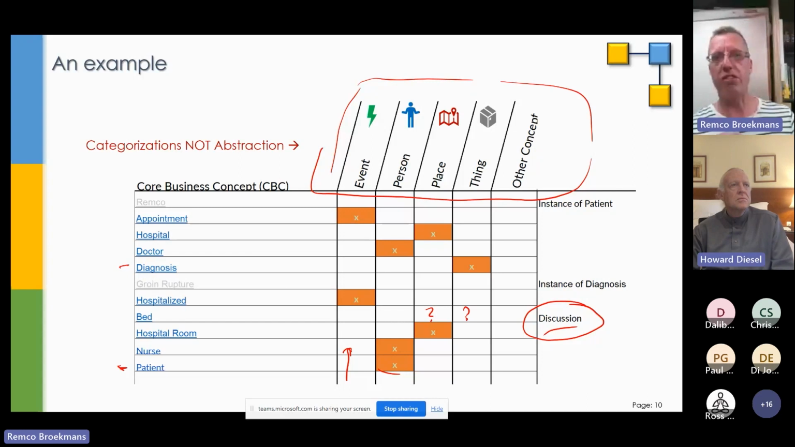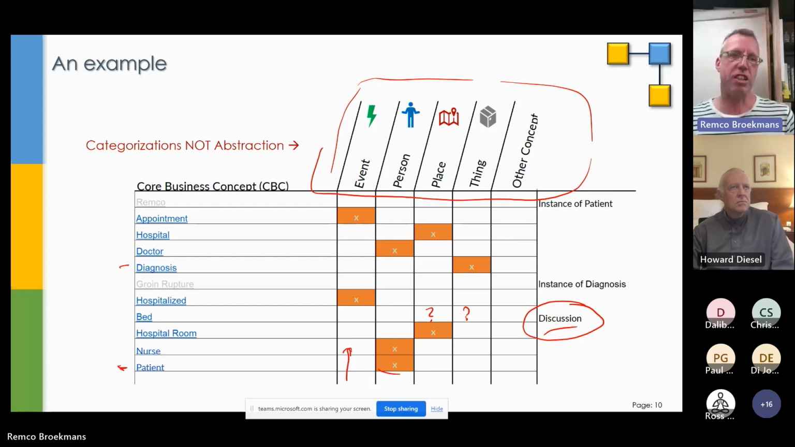And yes, an instance of a doctor could also be an instance of a patient. The same, an instance of a nurse could be an instance of a patient. So the actual physical carbon life person could be more than one role, but from a modeling perspective, a doctor, a nurse, and a patient are really different. So they are different business concepts. So that's why we are using the categorization.